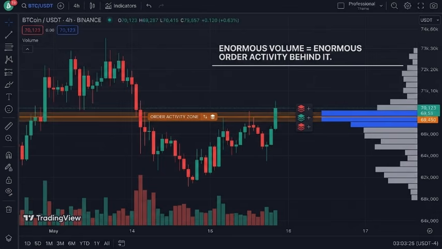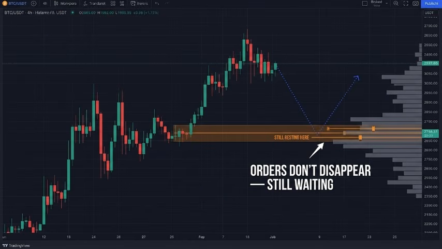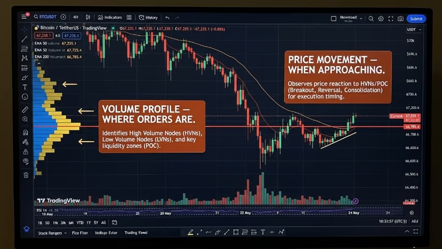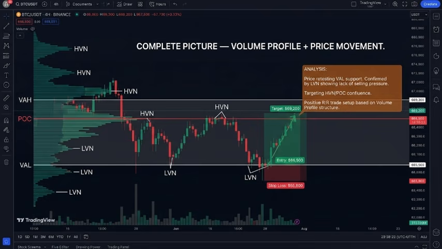A level with enormous volume behind it is a level with enormous order activity behind it. That order activity does not disappear. It sits there, resting, waiting for price to return. When price returns, those orders create the reaction you are trying to trade. Volume profile shows you where those orders are. Price movement shows you when price is approaching them and how it is reacting. Together, they give you a complete picture that neither provides alone.